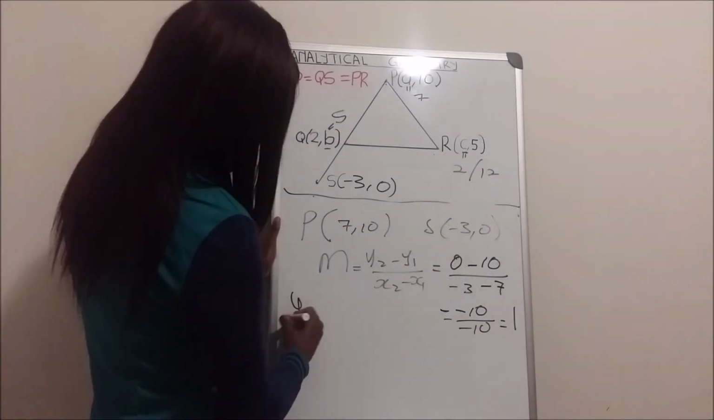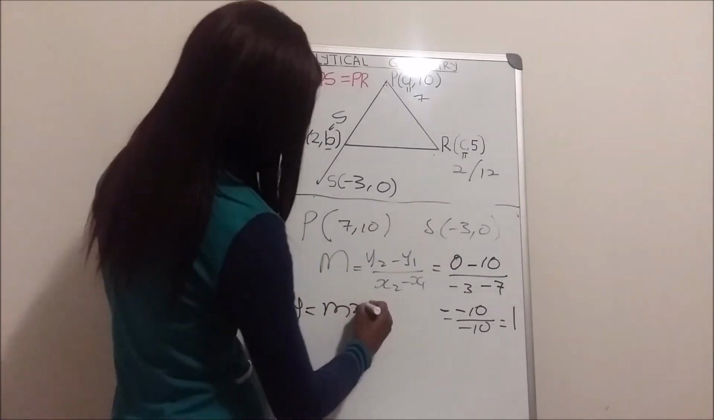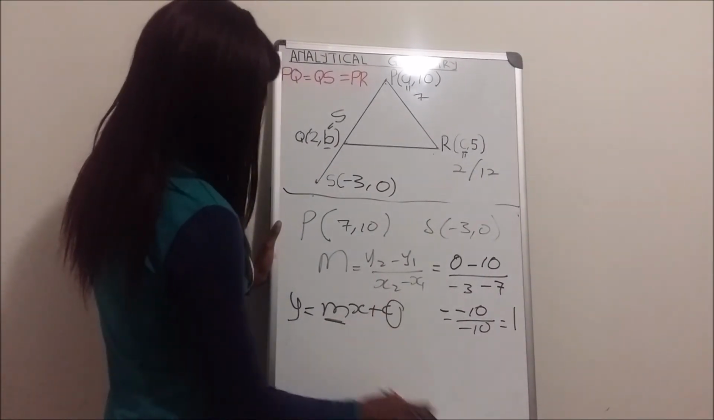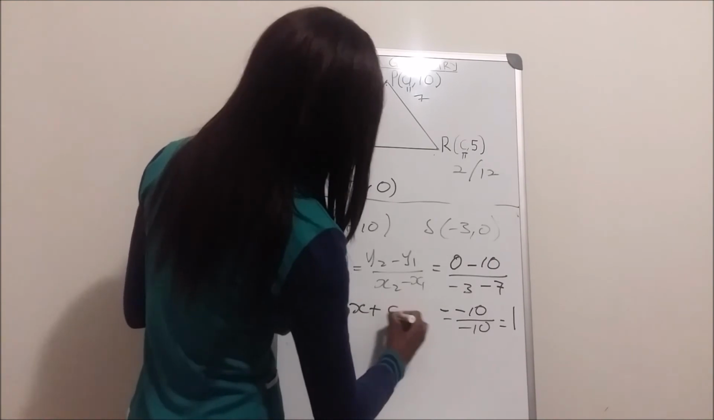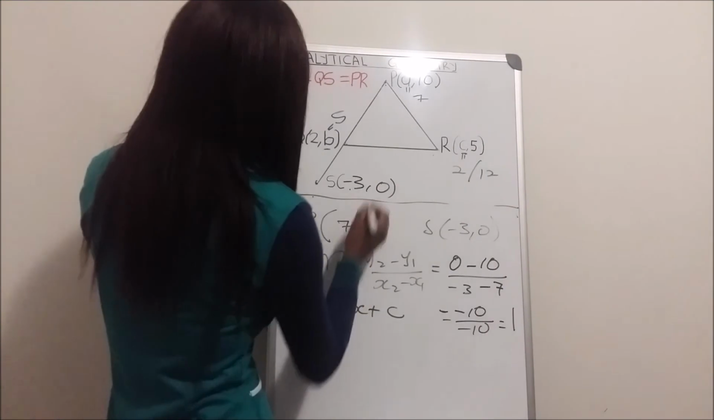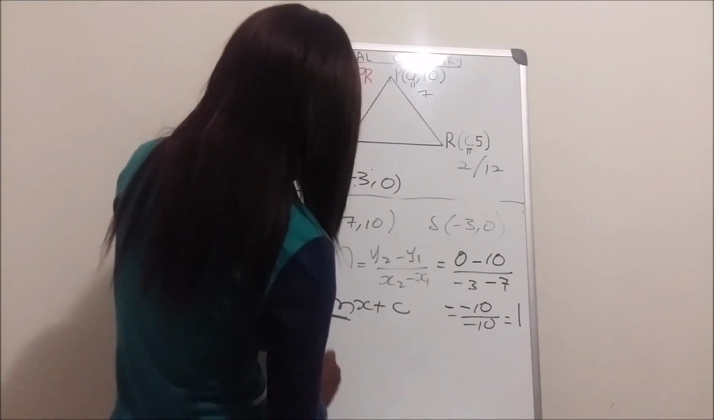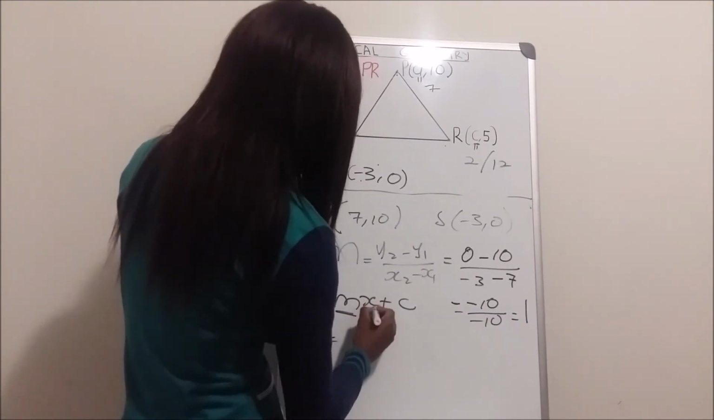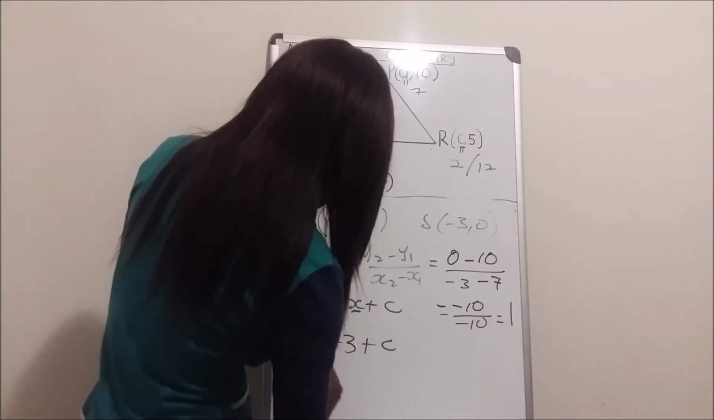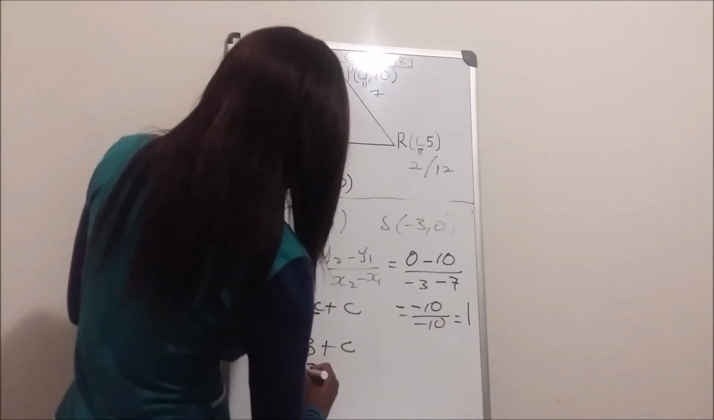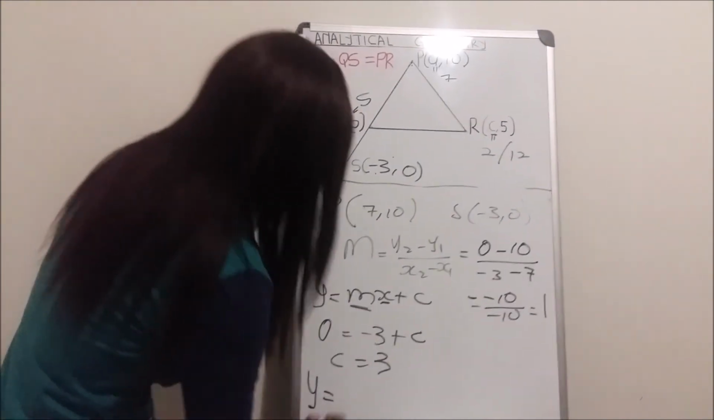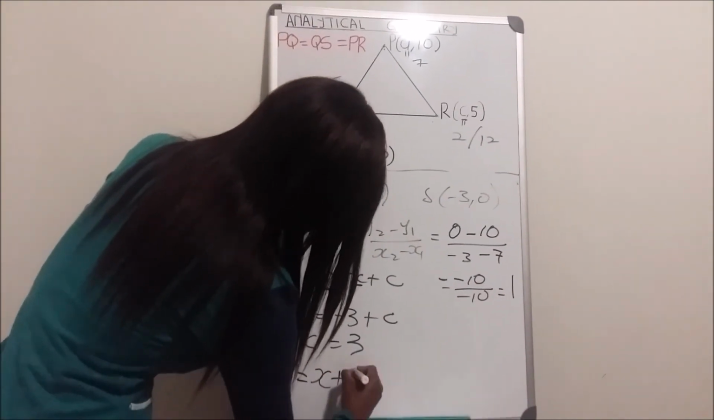Then from here, remember the standard equation of a straight line is y equals mx plus c, of which here we already have m as 1. Then to find the value of c, we just have to use either point S or point P. Let's use point S. Then this will be 0 equals m, which is 1, times x, which is -3, plus c. Our c here will be equals to +3. Then that means that the equation of the straight line PS is y equals x plus 3.